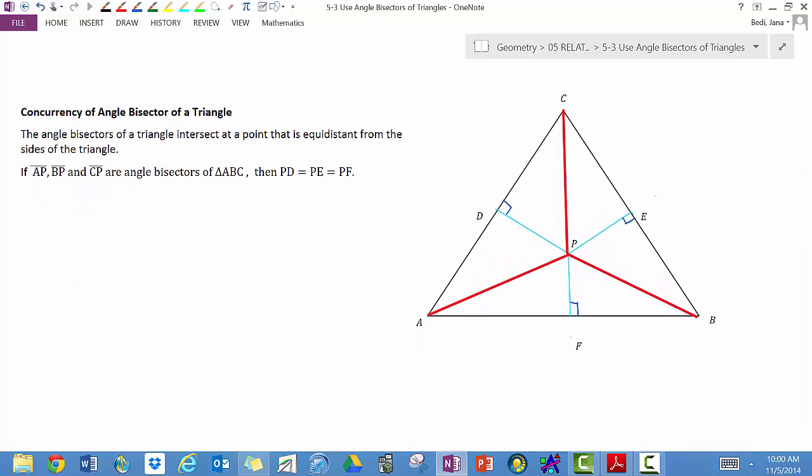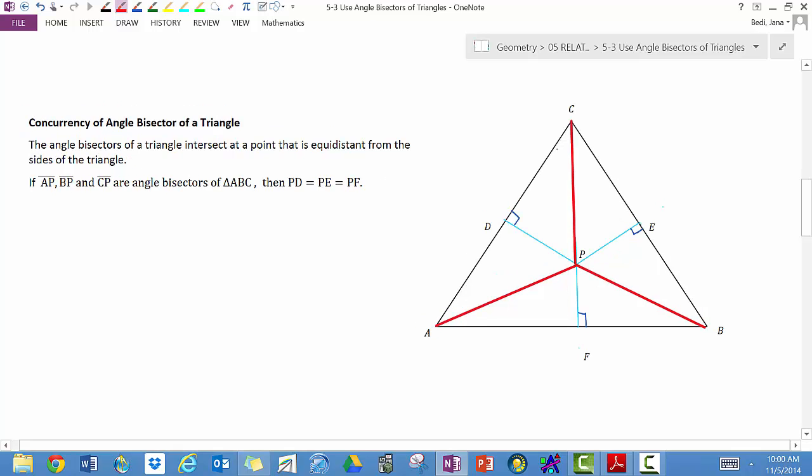The concurrency of angle bisectors. So let's look at this diagram. These are angle bisectors, so we'll mark those. Those are congruent. 1, 2, 3, 1, 2, 3. So we've noted that these are angle bisectors. They always do intersect at point P, which is always inside the triangle, and then that point P is equidistant from the three sides.